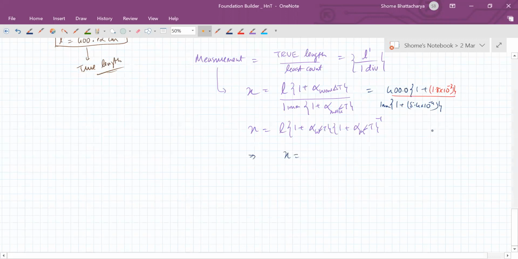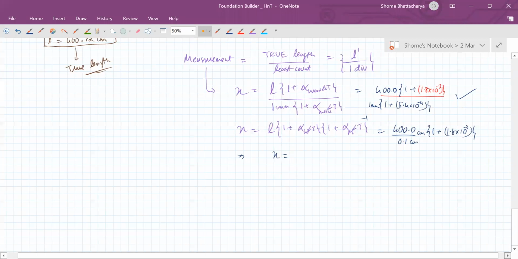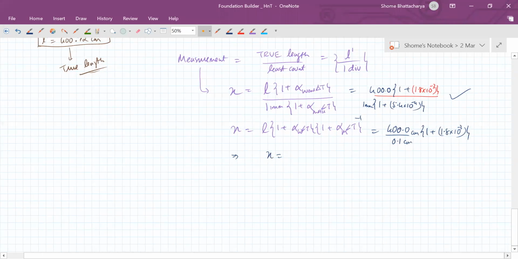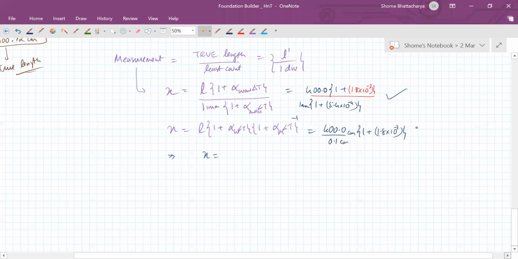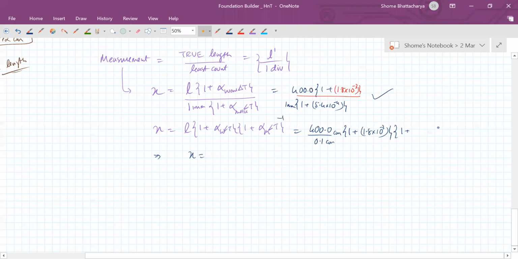But instead of doing this actual calculation, what we'll do is we will do the approximation method. So in the approximation method, we first bring this term to the numerator by putting the power minus 1. So centimeters will cancel out. Now this term, let it be the way it is, that is alpha of the wood into delta T. But this second term, alpha of metal into delta T, we bring to the numerator, and this becomes 1 plus 5.4 into 10 raised power minus 4 to the power minus 1.